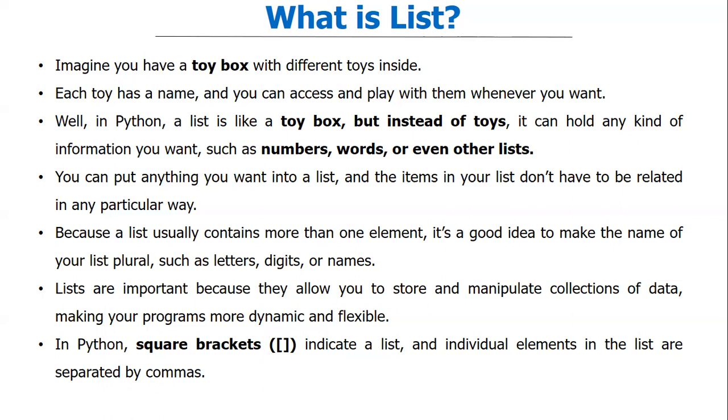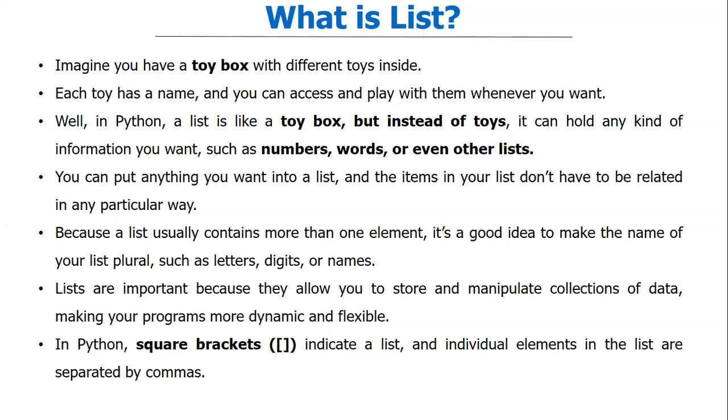So let's start with a variable. A variable just contains only one value, and as the program is running, you can change that value. So you can only keep one value in a particular variable. But a list is different. You keep a bunch of data in that particular thing. You can put anything you want into a list, and the items in your list don't have to be related in any particular way.